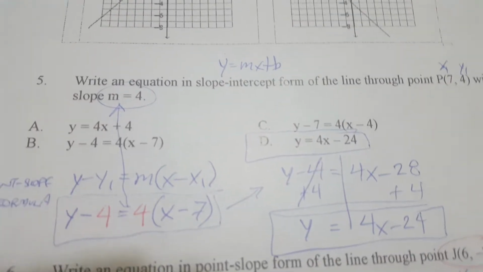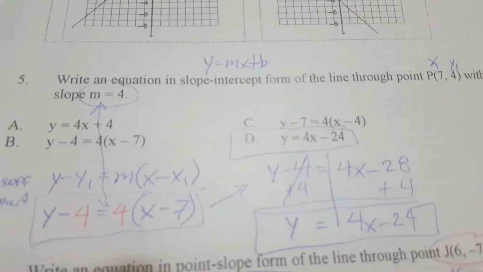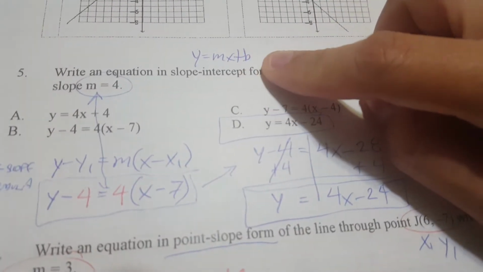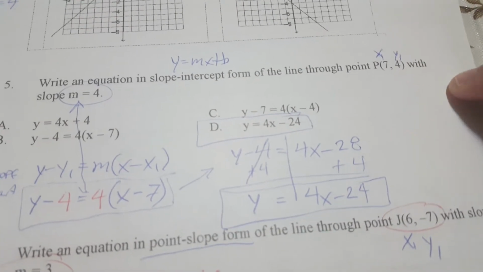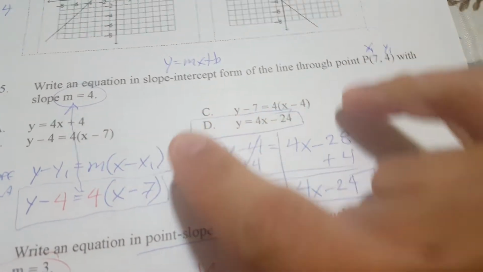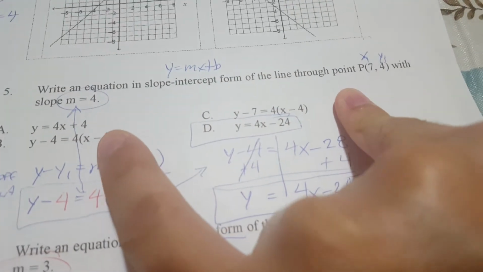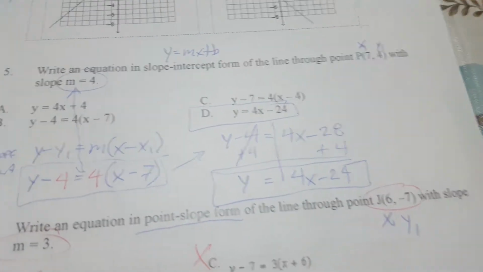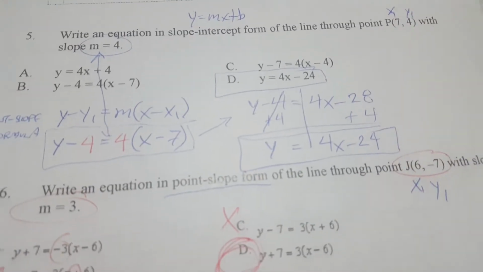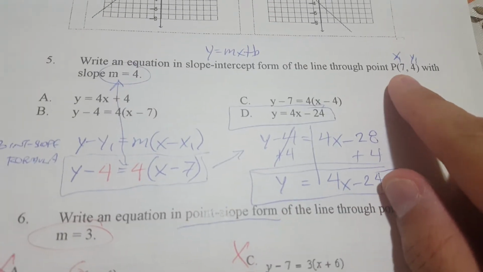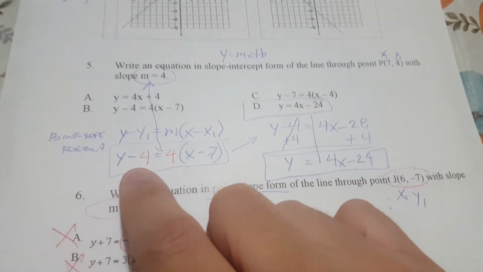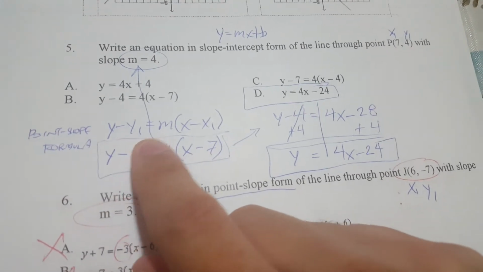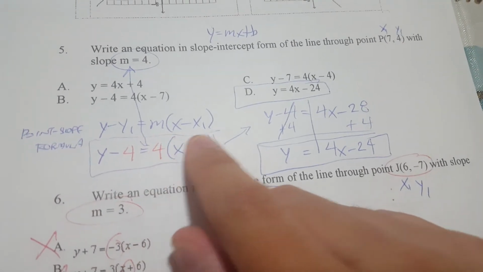Okay, number 5, write an equation in slope-intercept form. Slope-intercept form is y equals mx plus b of a line that goes through the point 7, 4, and it has this slope over here. These are the two pieces of information that you need to get any equation. You need a point and you need a slope. So from the point, what this is telling me is that I'm going to use the coordinates. That'll be x1 and y1, and here's my m. And now I just need the point slope formula. The point slope formula is y minus y1 equals m times x minus x1.